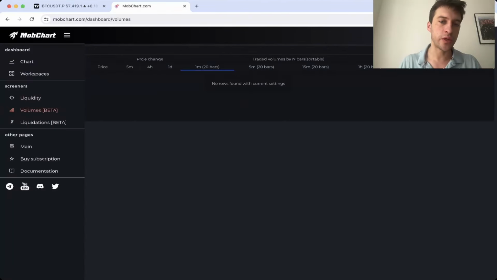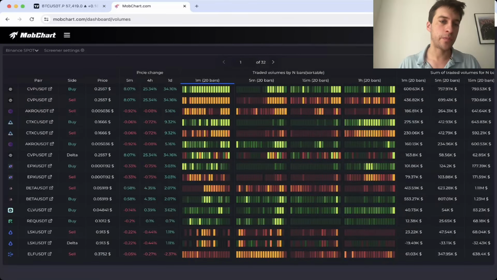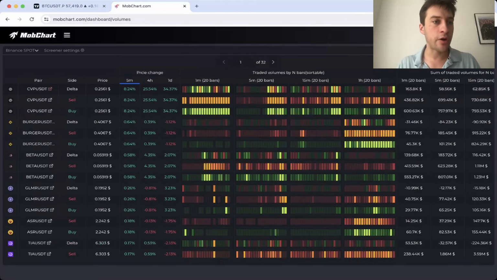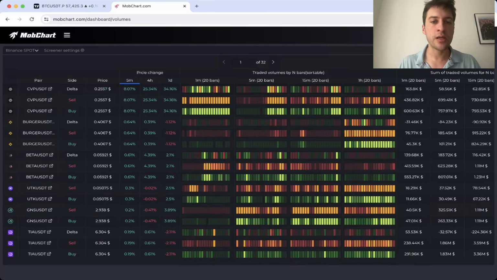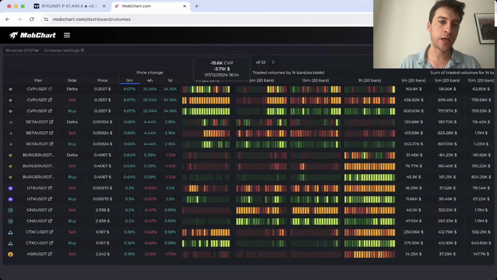Then there's also this one. These are all very fast, so you can get these pump and dumps as soon as possible. Here's a pump right now on Binance Spot. CVP, 5 minutes up 8%. You can see that right here. And then we would go investigate the volume, as you can see right here.